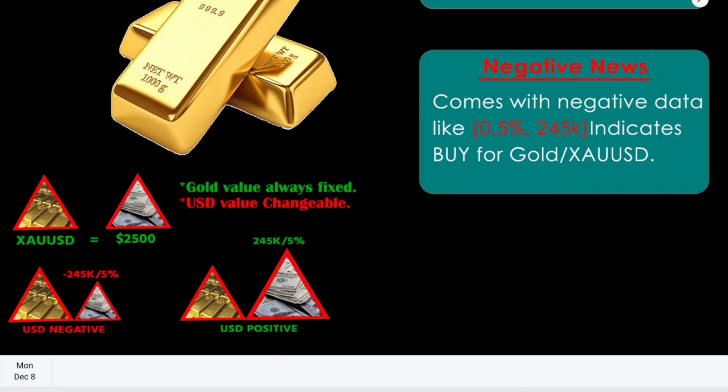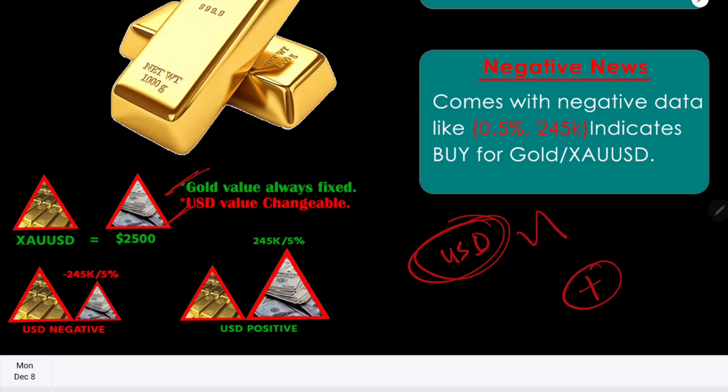Before we start, we need to clear two things and keep our concern on them. Number one, gold value is always constant or fixed, and USD value is changeable. Our currency value can change anytime, but gold value is always fixed. Gold goes up or down depending on USD value. That means if USD gets stronger, if USD value increases, then gold will go down, and if USD value decreases, gold will go up.